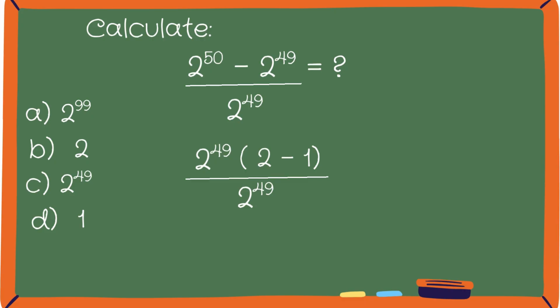Perfect. And what do I have on the bottom? 2 to the 49th. There you go. And what happens with this? It cancels out. And what am I left with? 2 minus 1, and that is equal to 1. And there you have it. Very easy. Answer D. Let's mark answer D together.